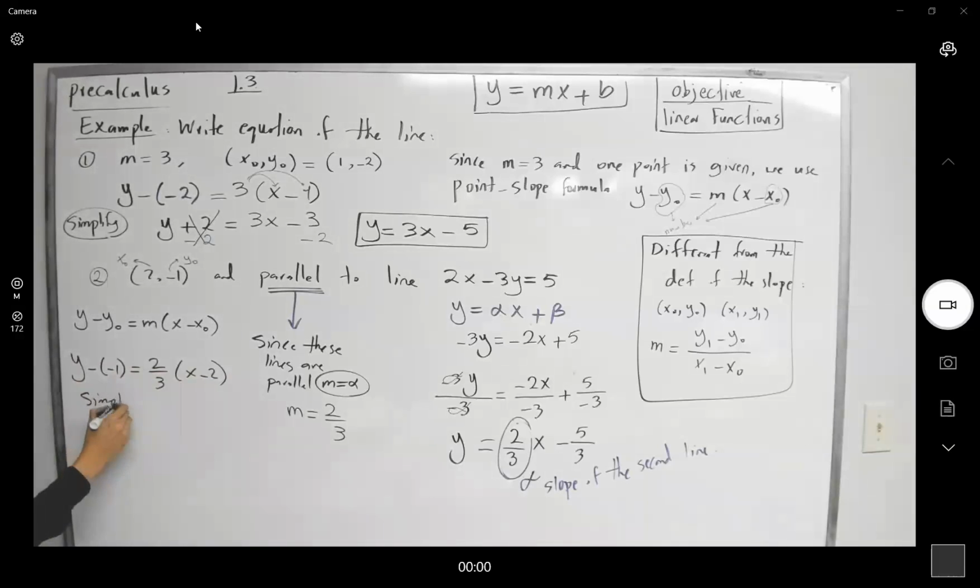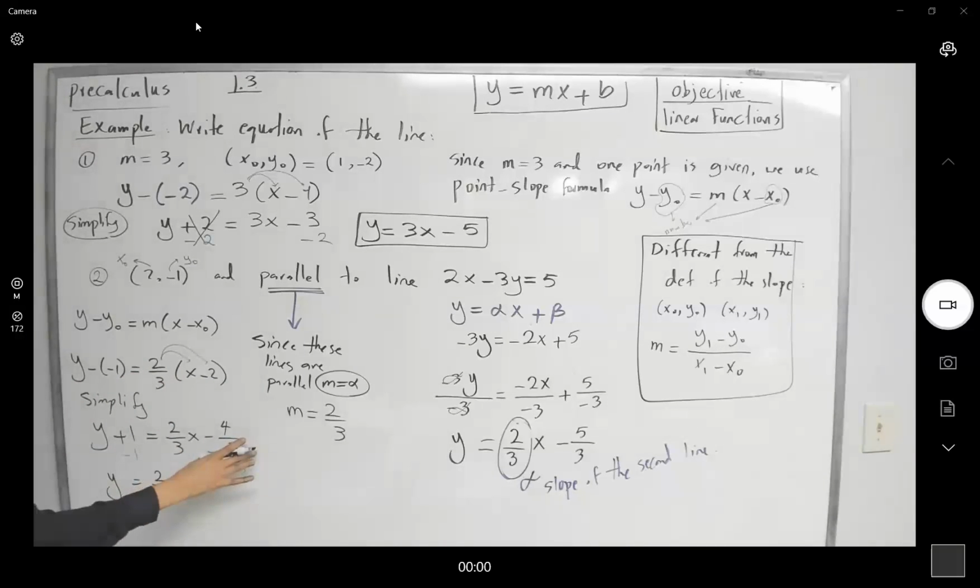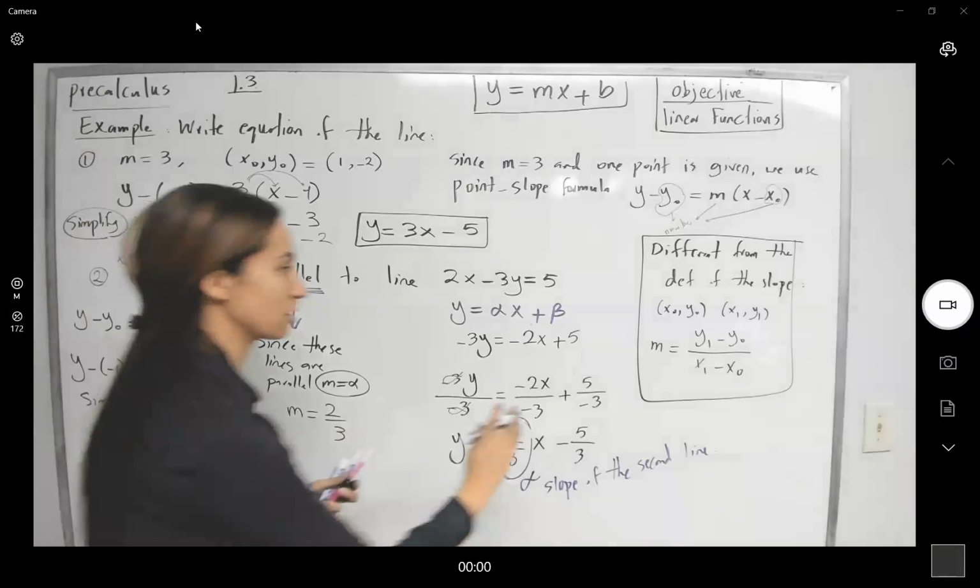Just simplify. y plus 1 is 2/3 times x minus 4/3. What did I do? I just distributed this here. Very good. So I need to subtract 1 from both sides to isolate my y. So y is equal to 2/3 x. Okay, here we're reviewing fractions, guys.